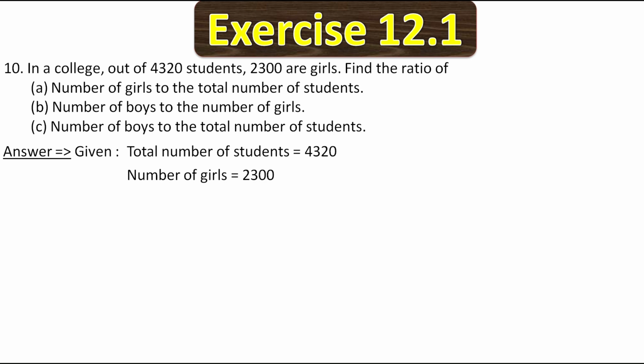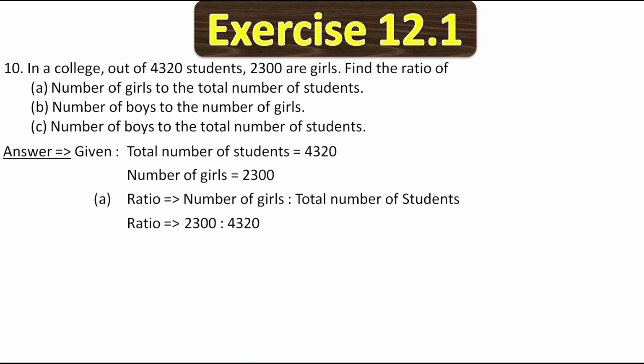Okay. Now we have to find the ratio of the number of girls to the total number of students. So the ratio will be 2,300 to 4,320. Now let's make them into simplest form. First the zeros will get cut. Now we will divide it by 2. 2 ones are 2. 2 ones are 2. 1 remains. 2 5s are 10. Now here 2 2s are 4. 2 1s are 2. 1 remains. 2 6s are 12. So we got the simplified fraction as 115 upon 216.